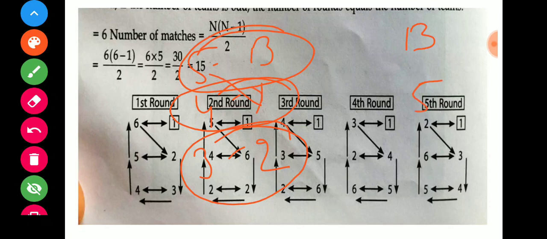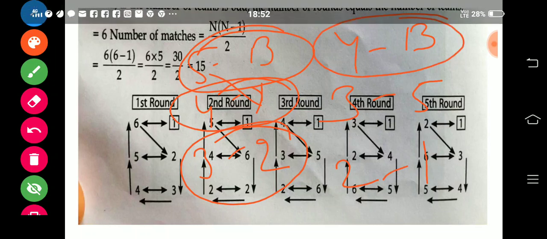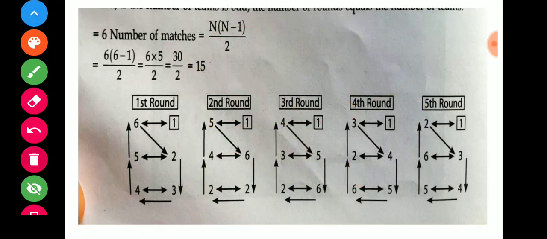After 5 do we have 6? No, we are not having 6. So 1 2 3 4, this is our second round. Now the 4 has got the bye. Clear? In third round what will happen? Bye, then what will happen after bye? How we will place it?